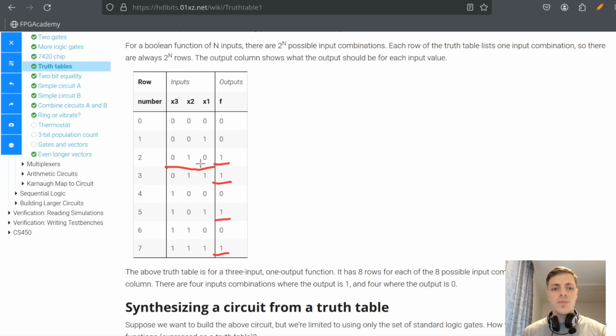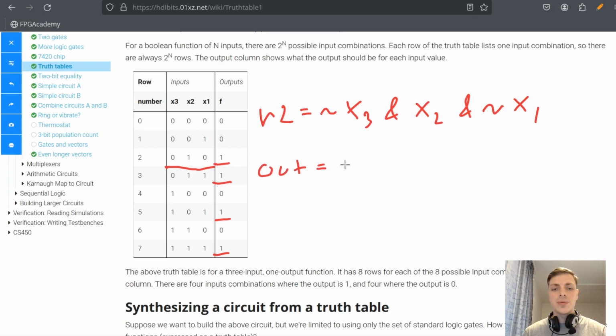First, let's look at row 2. So we have these inputs. Row 2 is equal to not x3 and x2 and not x1. So this is how our row 2 will look, and the final output will look like this: out is equal to row 2 or row 3 or row 5 or row 7. So this is how we can solve this problem.